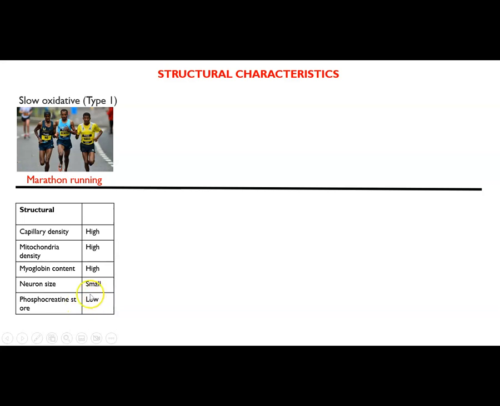This low here isn't that important, okay? This isn't actually going to give us marks if we say the structural characteristics of a type 1 muscle fibre is it has low phosphocreatine, because that's not good, so that's not why it'd be effective. So therefore, this isn't that important, okay?